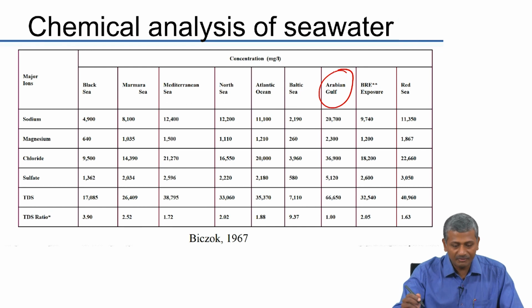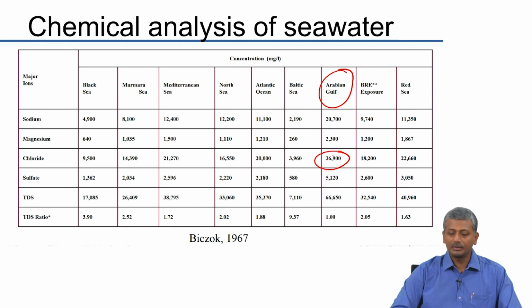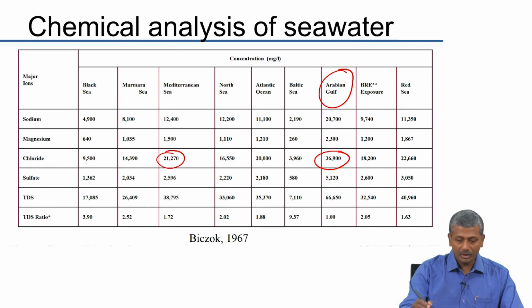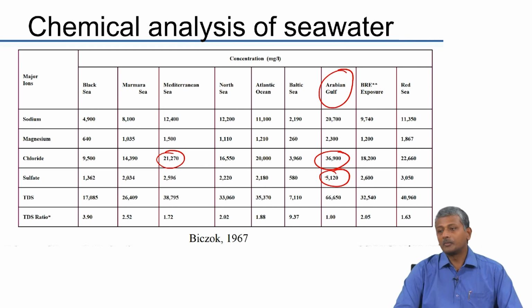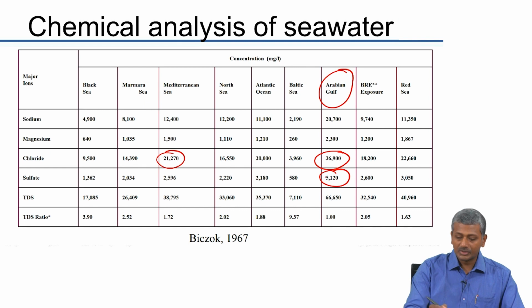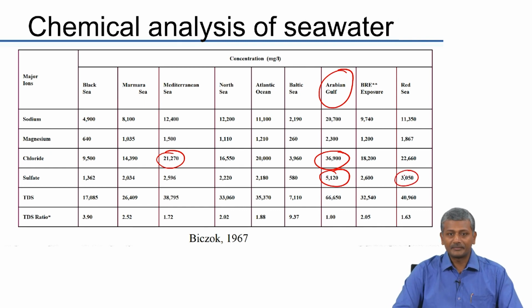So, the Arabian Gulf has a very high concentration of chloride, almost double the next highest concentration that is found in the Mediterranean Sea. And it also has a very high concentration of sulfate, 5000 parts per million or milligram per liter, which is almost double that of the next highest concentration of 3000 in the Red Sea.